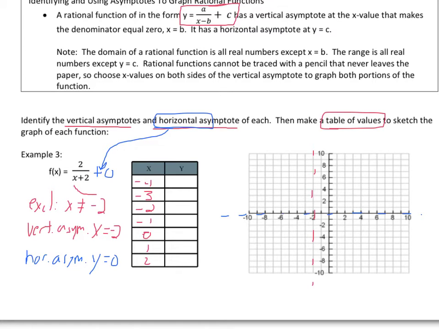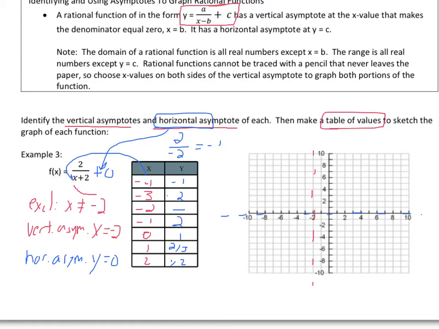Now when I plug in those values, all I'm doing is taking -4 and plugging it into that position. So I will have 2 over -4 plus 2, which is -2, and that will give us -1. If I do that for each value, I'll get -2 for -3. -2 is undefined. -1 will give us 2. 0 will give us 1. And then we have 2/3 and 1/2.